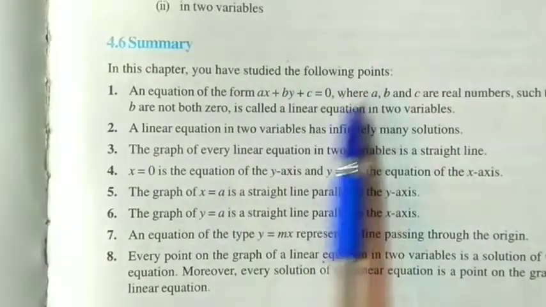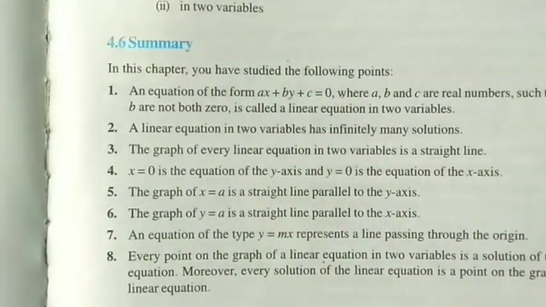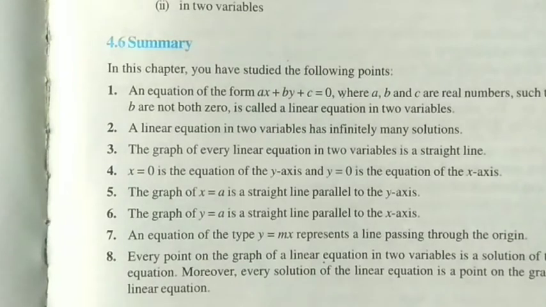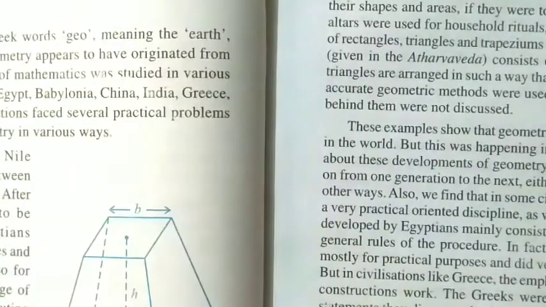And here we close chapter 4. In the summary, in this chapter we have studied these 8 points. Now you are able to solve all types of questions in exercise 4.4 and we have completed this. After this we will discuss Introduction to Euclid's Geometry.